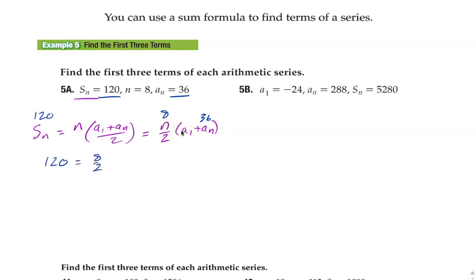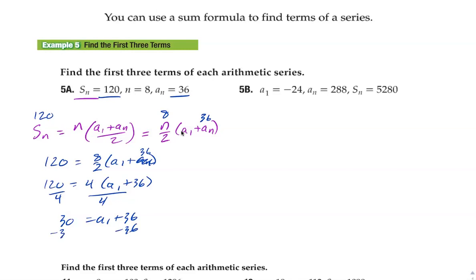8 over 2 times (a1 plus an). 8 over 2 reduces, and I just get 4 times (a1 plus 36), so that's not an, I know it's 36. Little hint: instead of distributing, just divide by 4. So I get 30 equals a1 plus 36. Then we're going to subtract 36 from both sides. a1 equals negative 6. So that's the first term.